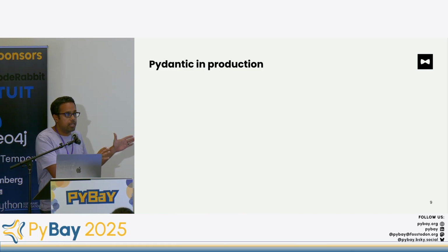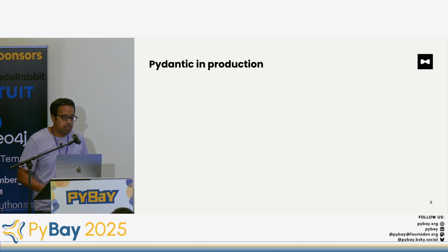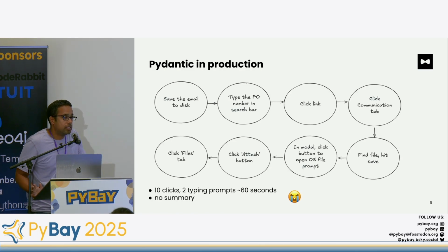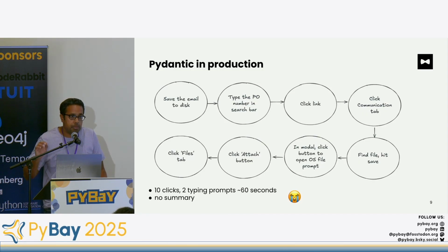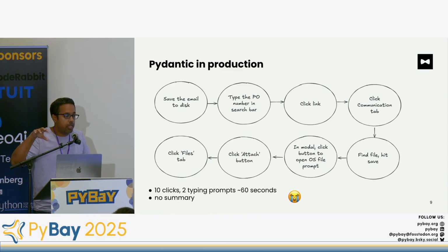They're using NetSuite, Oracle NetSuite. So it turns out this is the current process to do that for them. They have to save the email to their own disk. They have to type the PO number in this tool called NetSuite. They have to click about a bunch of links, and then they finally need to attach the file.